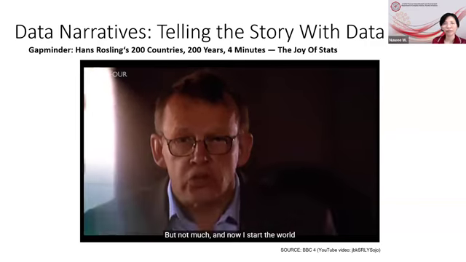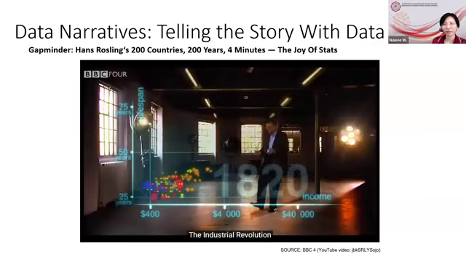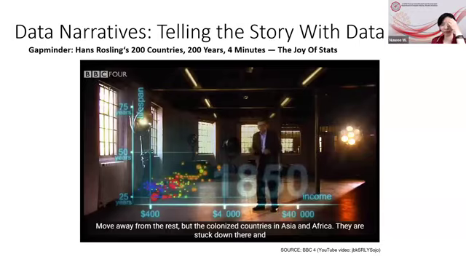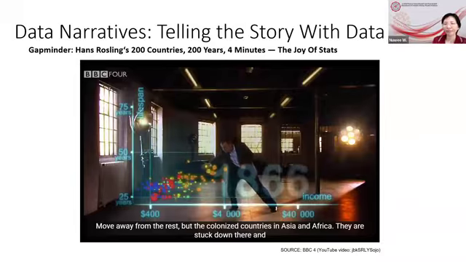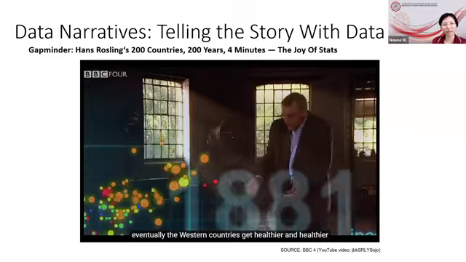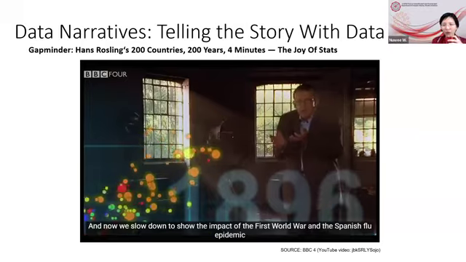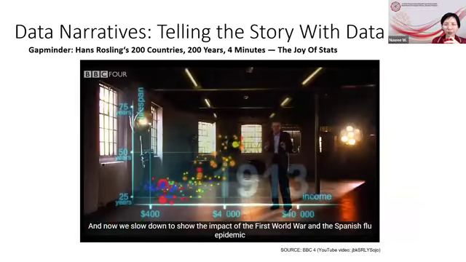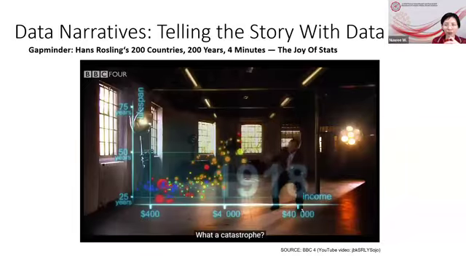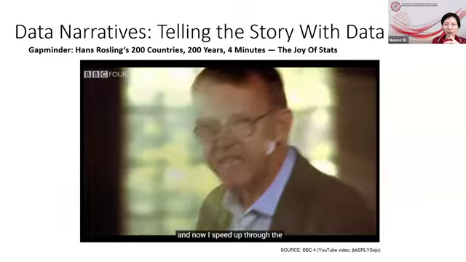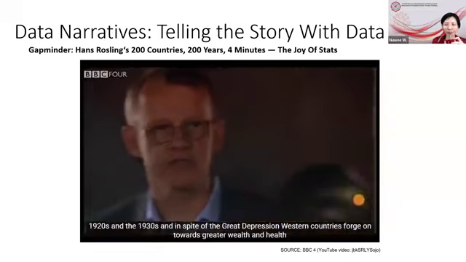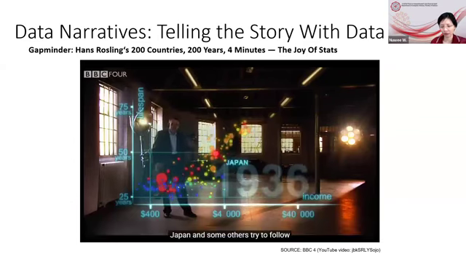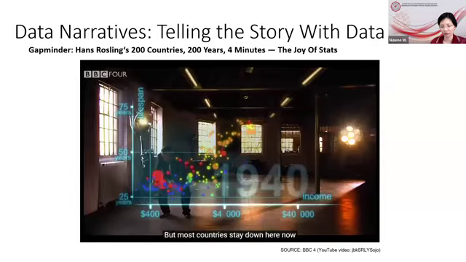And now, we start the world. The Industrial Revolution makes countries in Europe and elsewhere move away from the rest. But the colonized countries in Asia and Africa, they are stuck down there. And eventually, the Western countries get healthier and healthier. And now we slow down to show the impact of the First World War and the Spanish flu epidemic. What a catastrophe! And now I speed up through the 1920s and the 1930s. And in spite of the Great Depression, Western countries forge on towards greater wealth and health. Japan and some others try to follow, but most countries stay down here.